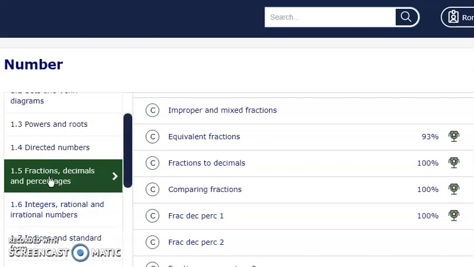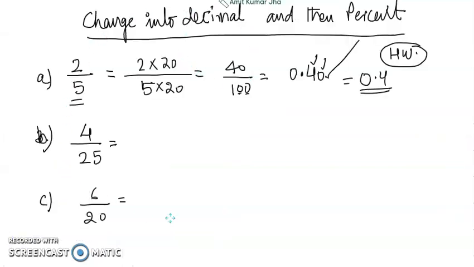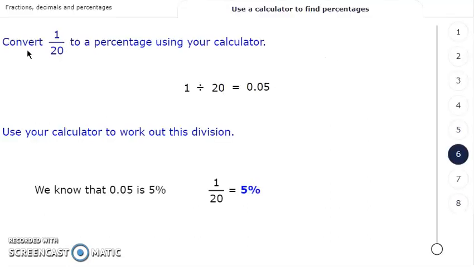We are doing fraction, decimal, percentage, and currently we are doing fraction, decimal, percent 2. Last time I gave you this question as homework. Now we will proceed from here, and in the last video all these things were explained. 1 divided by 20 is 0.05, which you can calculate using the concept I taught you. Now we are moving from here.